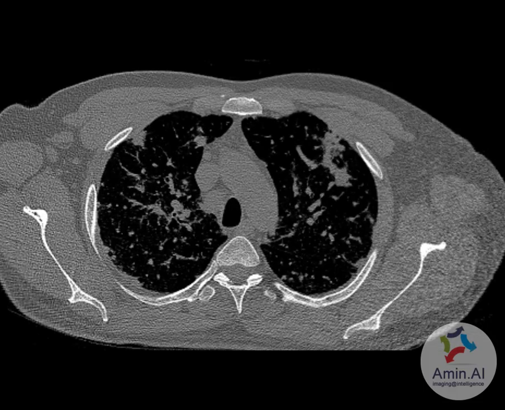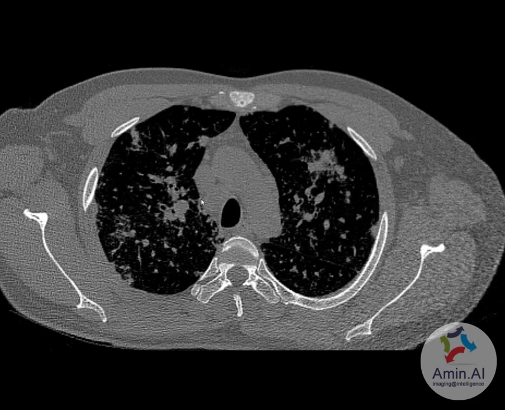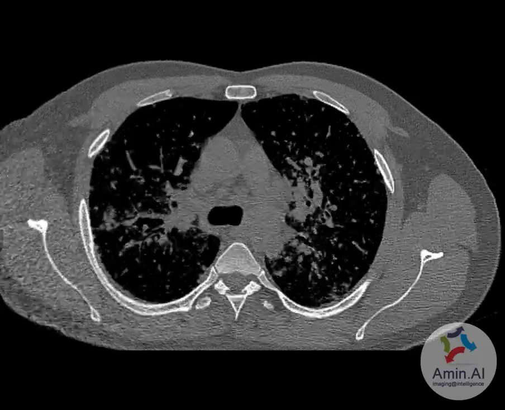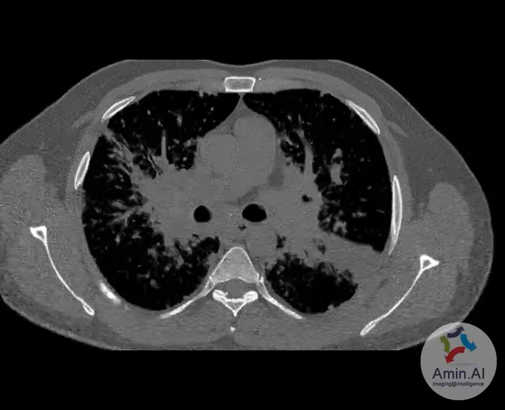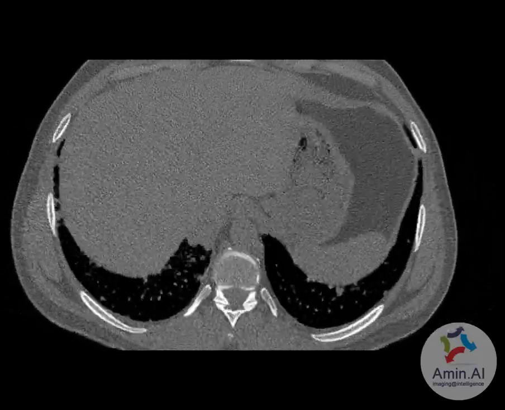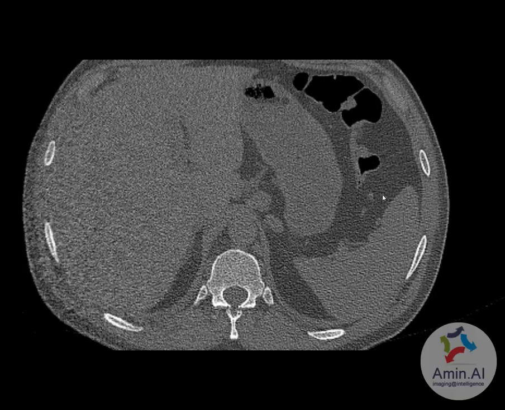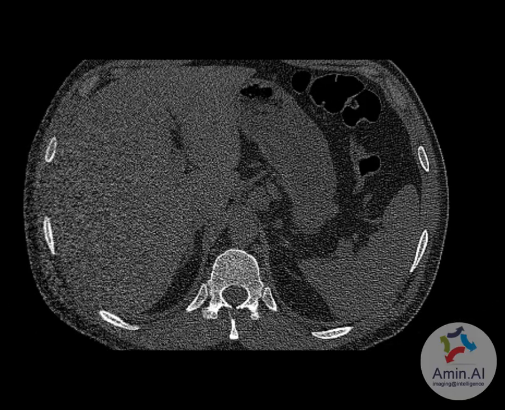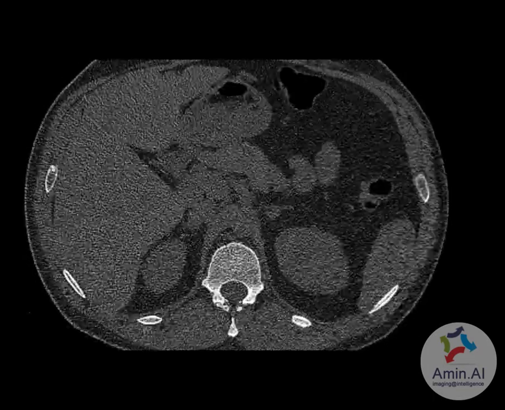You can also observe that there are multiple enlarged lymph nodes seen in the right paratracheal region and also in the bilateral perihilar areas. And if I browse through the upper abdominal region, though this is not a good window to view, still you can see that there are lymph nodes in the epigastric region as well.